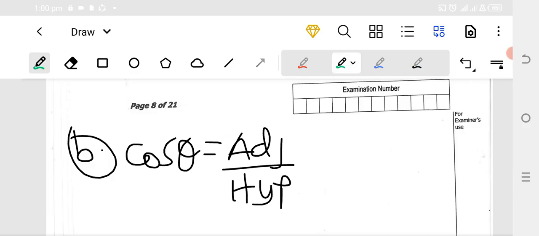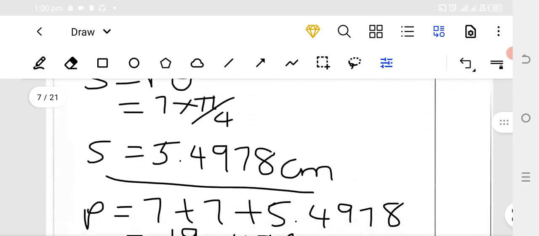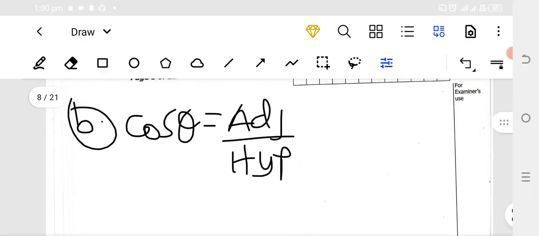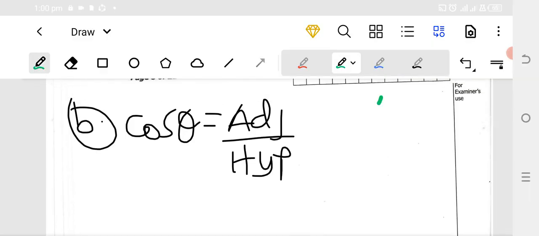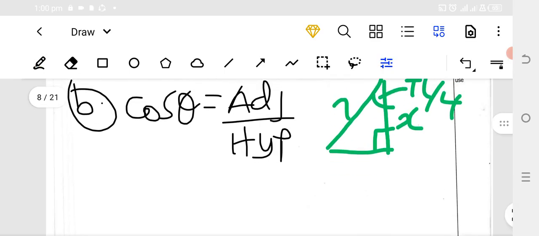So what I'm talking about is this. Maybe you might be confused the way it's looking in this particular diagram here. Okay, so this is what is happening. Here we have 90 degrees, there it's 7 centimeters, the angle there is pi over 4, and then we are looking for this length here, which is our x. So how are we going to do it?